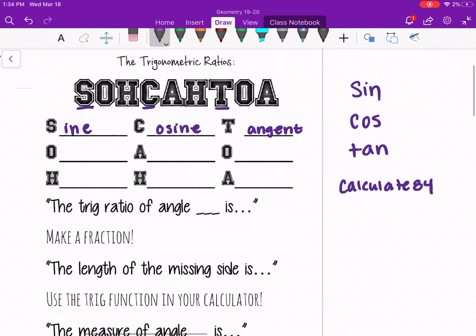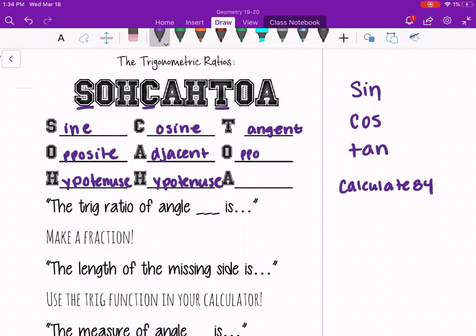So yeah, SOHCAHTOA helps us remember what each trig function needs in order to do its function. The sine function, in order to find the sine of an angle, needs to know the length of the opposite side and the length of the hypotenuse of the triangle. The cosine function needs the length of the adjacent side of the triangle as well as the hypotenuse. And then finally, the tangent function needs to know the length of the opposite side and the length of the adjacent side.